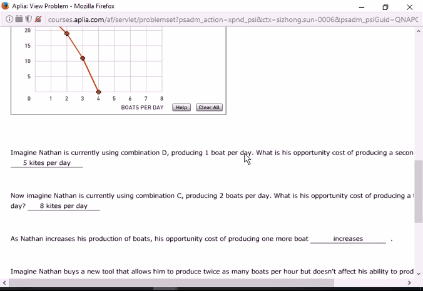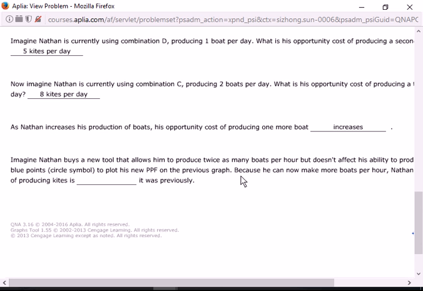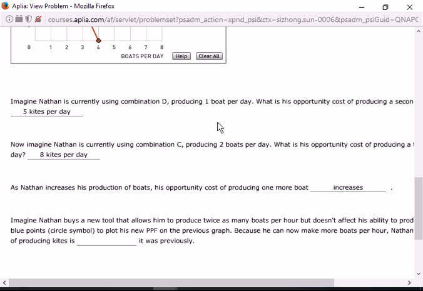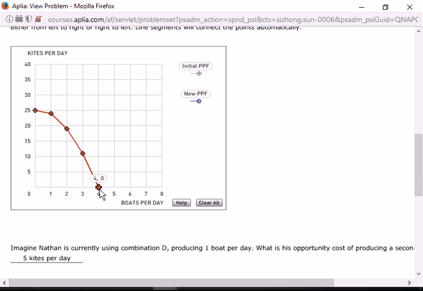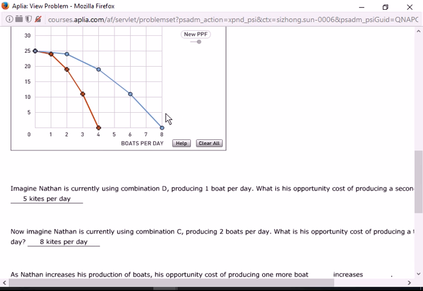So now Lansam got a new technology that increased the boat production, he can produce twice as many boats per hour. So now if Lansam spends all his time producing boats, he can produce 8 boats now rather than 4. So this point moves to this point. Similarly, this point moves to 6. This point moves to 4. This point moves to 2 horizontally, and this point is still there. Okay, so that's the new PPF.